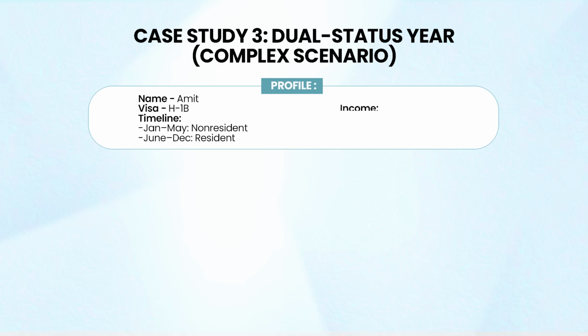He has two sources of income. First is his US salary, from which he earns $60,000. Second is rental income from a property in India, from which he earns $5,000.